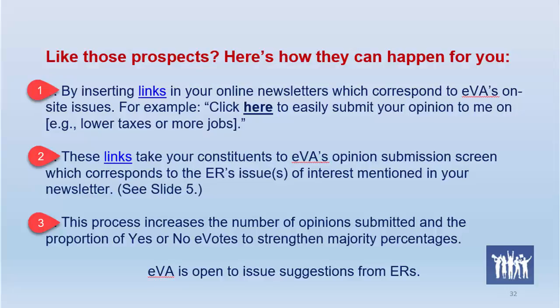Like those prospects? Here's how they can happen for you: by inserting links in your online newsletters which correspond to EVA's on-site issues. For example, click here to easily submit your opinion to me on, say, lower taxes or more jobs. These links take your constituents to EVA's opinion submission screen, which corresponds to your issue of interest mentioned in your newsletter. This process increases the number of opinions submitted and the proportion of yes and no e-votes to strengthen majority percentages. EVA is open to issue suggestions from ERs.